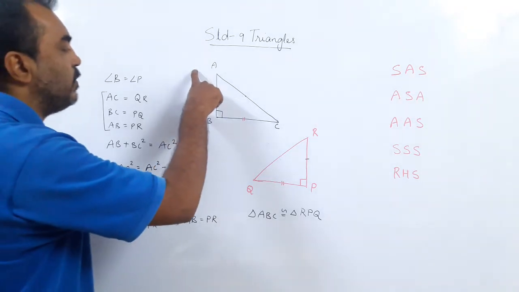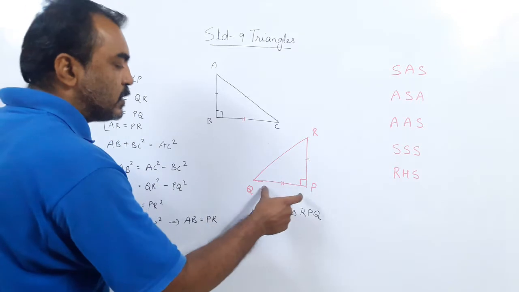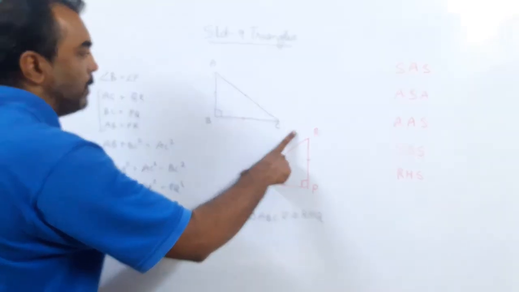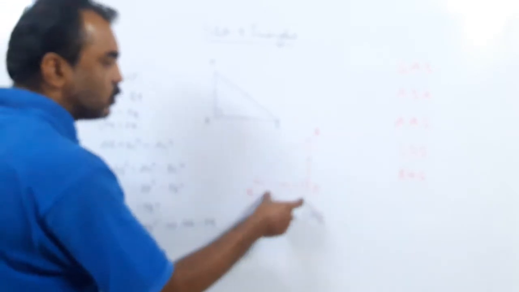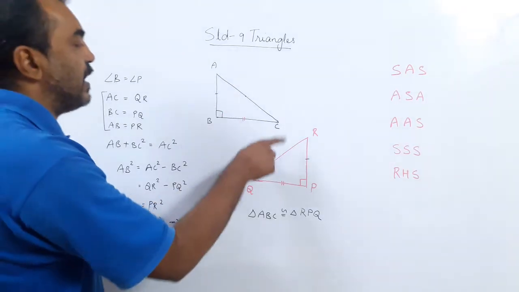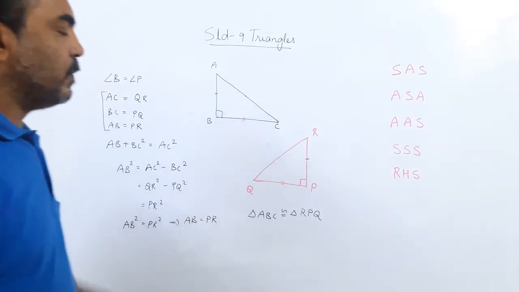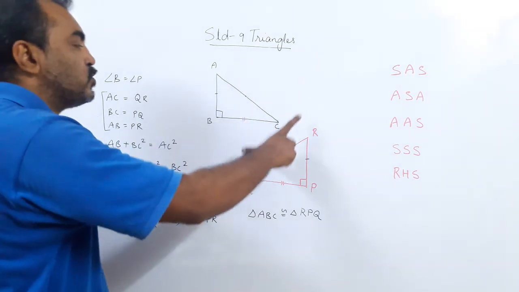How? I can write AB square plus BC square equal to AC square, PR square plus QP square equal to QR square, but AB equal to RP, BC equal to QP, therefore AC equal to QR. After I prove that, then I can say by RHS, okay? But here directly you cannot use RHS. You have to first show that the hypotenuse are equal.